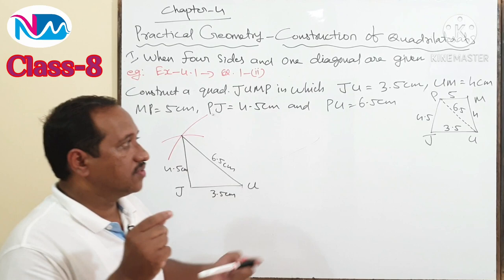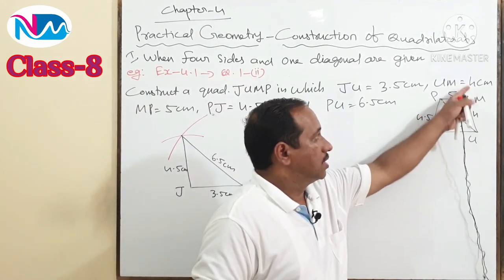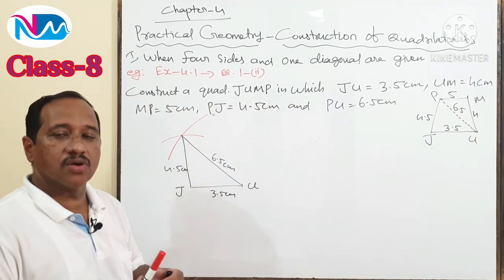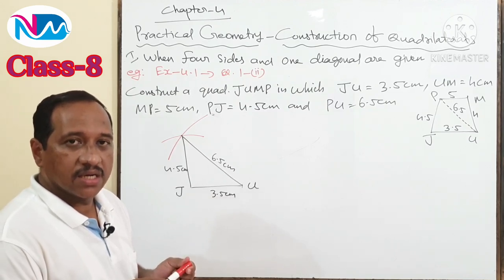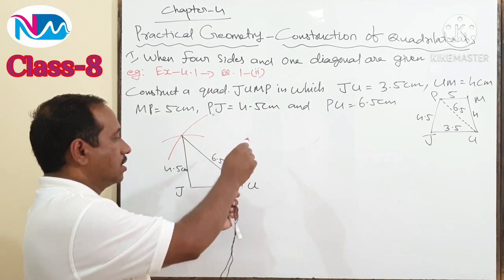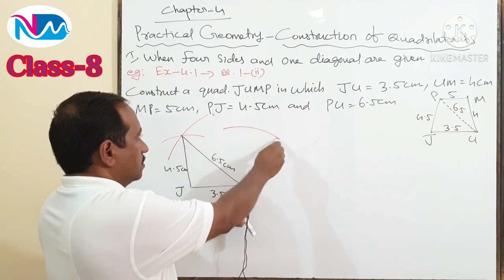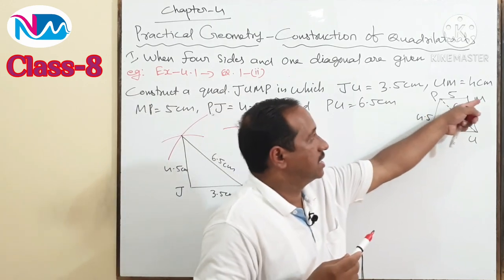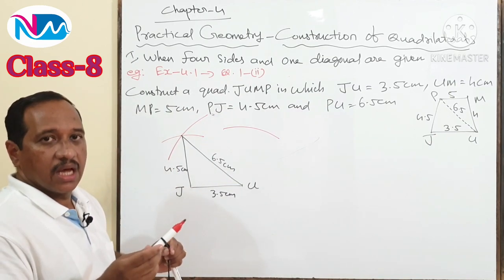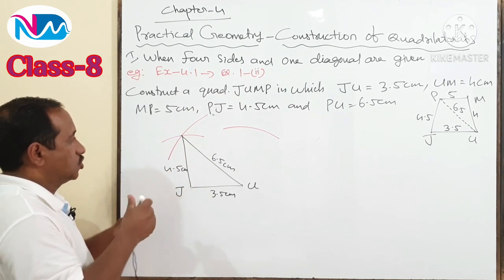Now, we have to find the vertex M. For that, the length of UM is 4 cm. Take this as the radius on the compass, and draw an arc with U as center. With U as center, draw an arc of radius 4 cm. Now, MP is 5 cm. Take 5 cm radius and with P as center, this is the point P which is to be given.